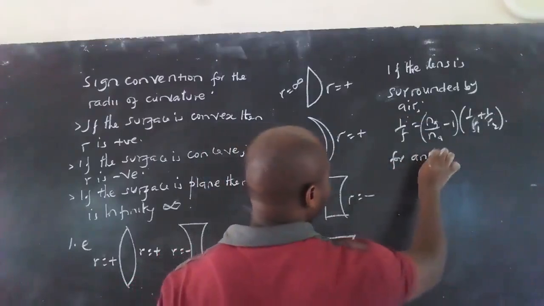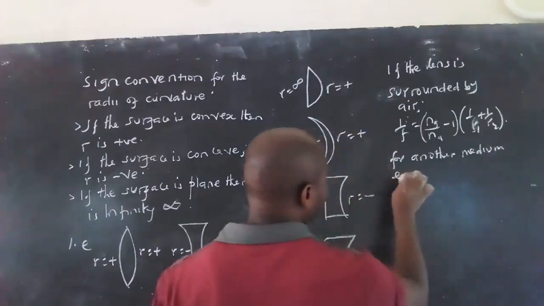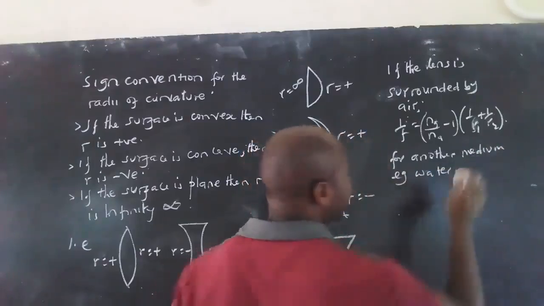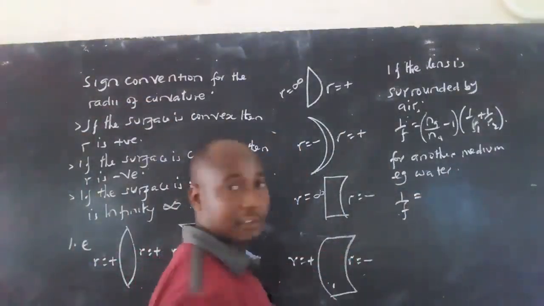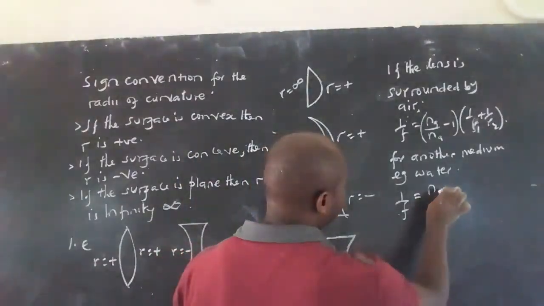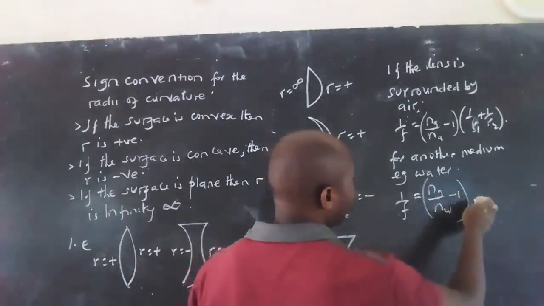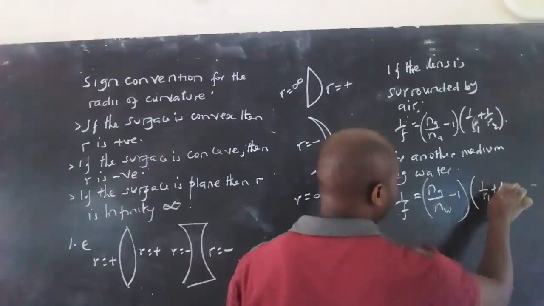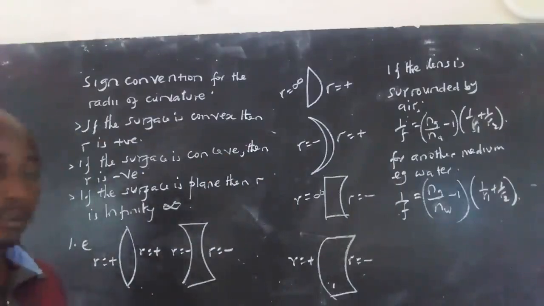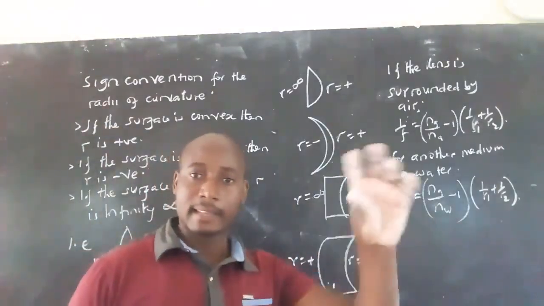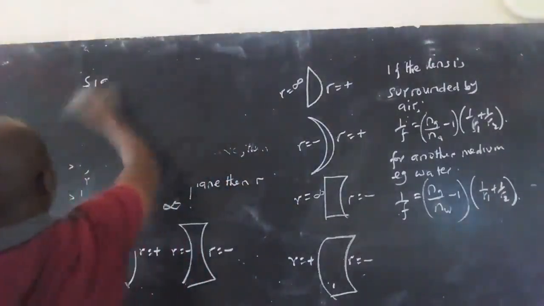For another medium, e.g. water, if the lens is surrounded by another medium, e.g. water, we shall say 1 over F, the focal length of the lens, will be equal to N glass over N water minus 1 into 1 over R1 plus 1 over R2. Where R1 and R2 are the radii of curvature of the lens surfaces, okay? The lens surfaces.